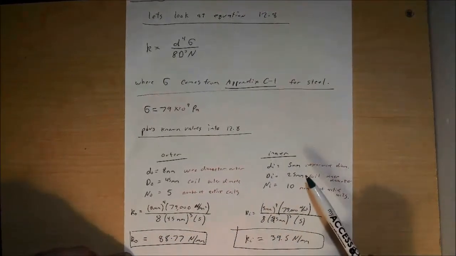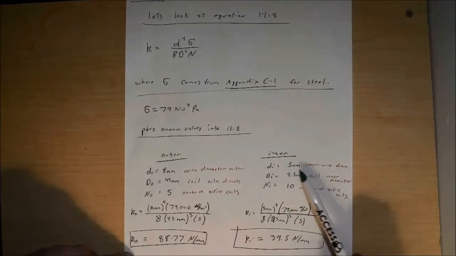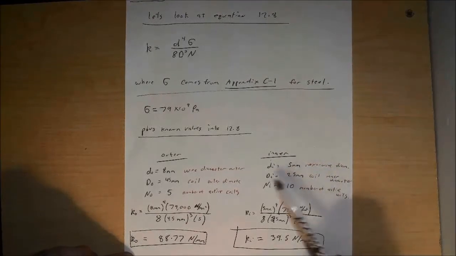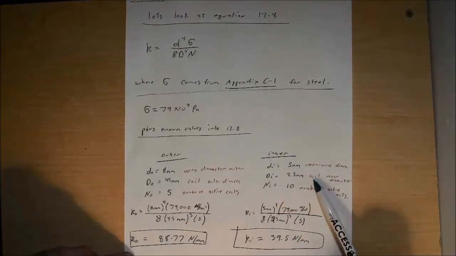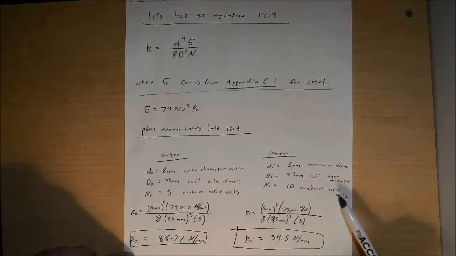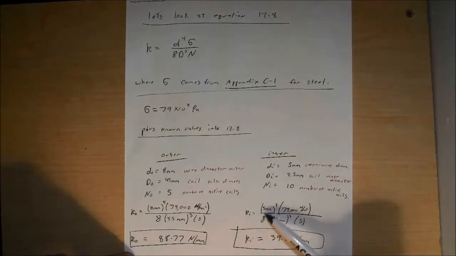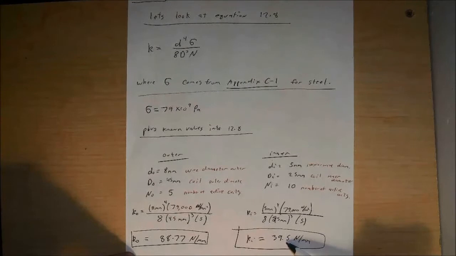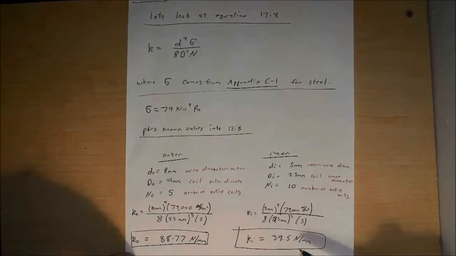Now we do the same for the inner over here, where d sub I is 5 millimeters, our inner wire diameter. Big D sub I is 25 millimeters, our coil diameter for the inner. And N sub I is 10, our number of active coils for that inner. Plug those into 12.8. K sub I is equal to 5 millimeters to the fourth times 79,000 newtons per millimeter squared divided by 8 times 25 millimeters cubed times 5. Plug this all in, our K sub I is equal to 39.5 newtons per millimeter.